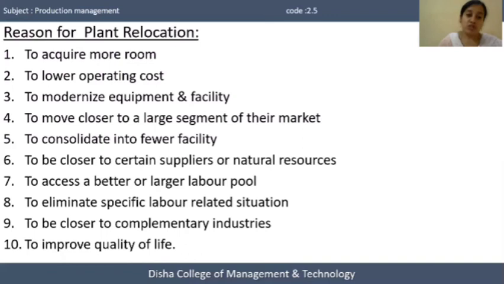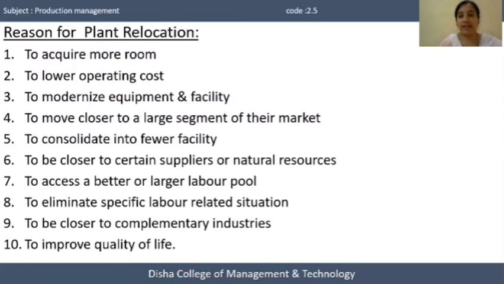To be closer to certain suppliers or natural resources. If the industrialist wants to get closer to suppliers and natural resources, to install the plant in an area where he can get raw material easily, where suppliers are available, so that he can get raw material on a continuous basis, then the industrialists shift their plant to that area. Next, to access a better or larger labor pool.